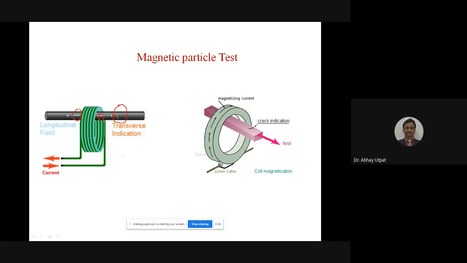Write down this statement. In case of magnetic particle test, cracks which are perpendicular to the magnetic field are only detected. The crack which is parallel to the magnetic field is not detected. That's why it shows faint here. This is faint, left hand side, see here. Whereas this side, right side, if you see, transverse indication by dark color. Same figure, if you see here, here is a crack.